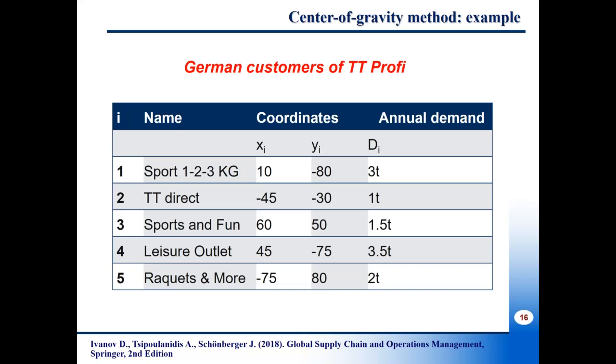These data cannot be modified. They are input data or problem parameters. The coordinates of customers i are named xi, yi. For instance, x1, y1 stands for 10, minus 80, and so on. Demand for each customer is also given and denoted as d(xi, yi).